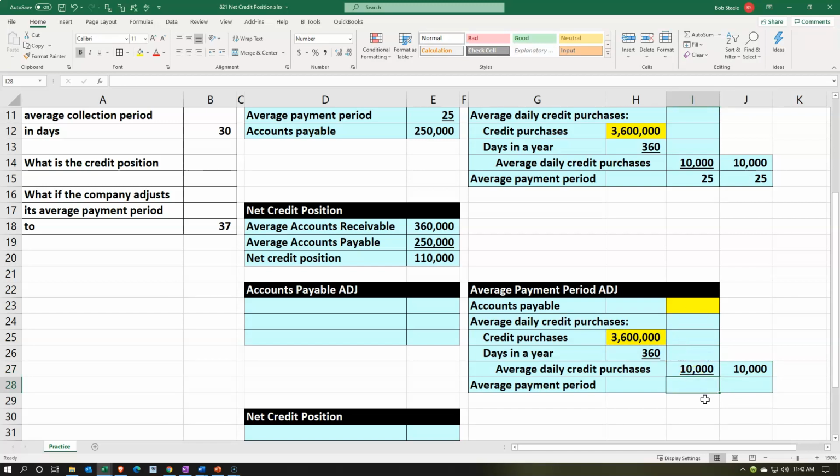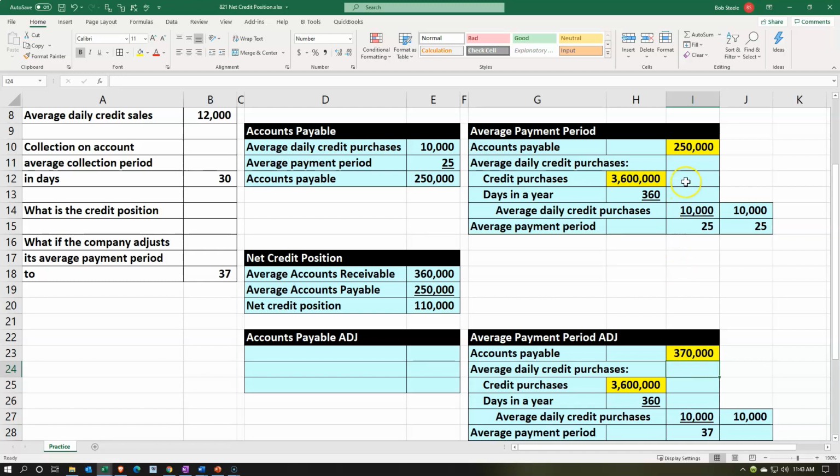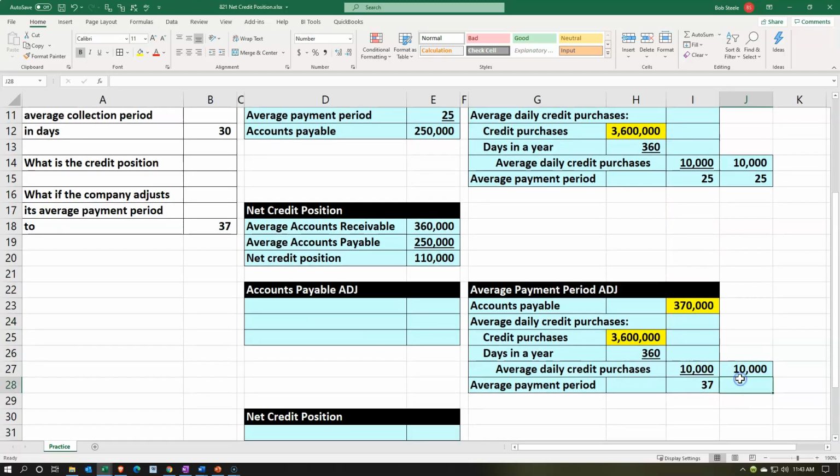The average payment period is going to be equal to the 37 as opposed to the 25, allowing us to back into the accounts payable, which would be X divided by 10,000 equals 37. Solving for that equation, it would be the 10,000 times the 37. That would give us the 370,000 as opposed to the 250,000. We could double check that to recalculate the 37 to see if that is indeed correct. So the 370,000 divided by the 10,000 would be then once again that 37.